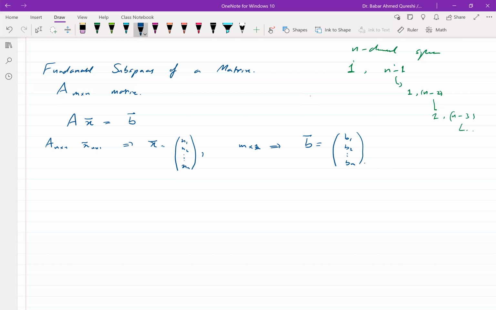Then I can consider this equation. And if I write the left-hand side, this matrix A, I can write as a bunch of columns, since it has n columns. So it will be composed of some n column vectors, which you are multiplying with this x.